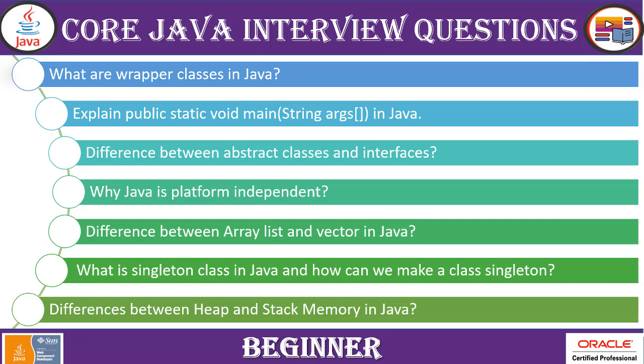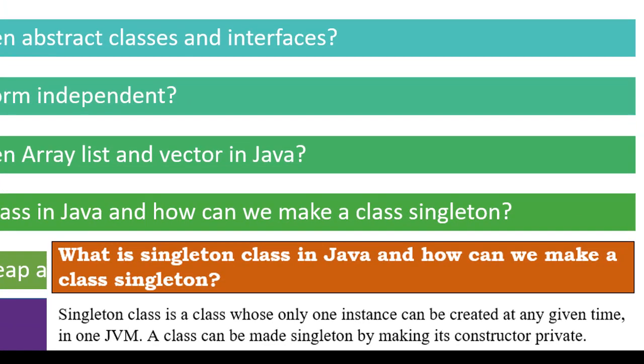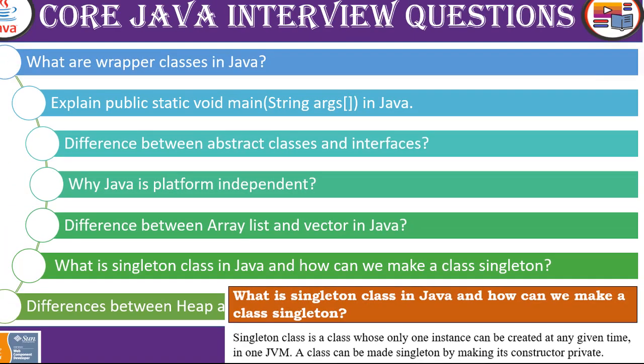ArrayList does not define the increment size and Vector defines the increment size. What is the singleton class in Java and how can we make a class singleton? Singleton class is a class whose only one instance can be created at any given time in one JVM. A class can be made singleton by making its constructor private.